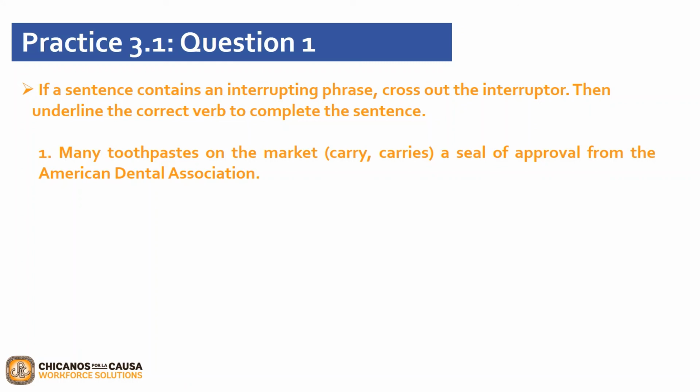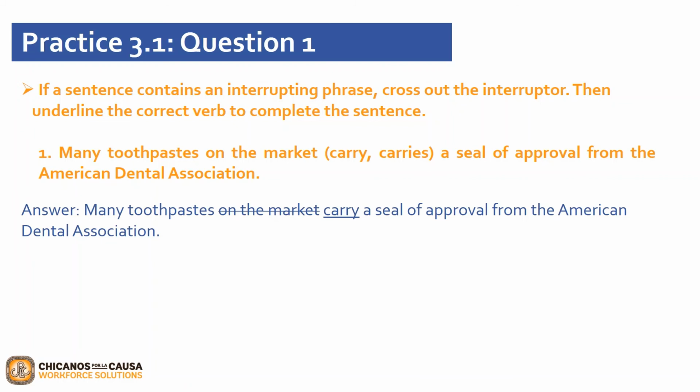Please underline it. If the sentence contains an interrupting phrase, cross out the interrupter. The correct verb to complete this sentence would be carry. And you would cross out the interrupter, the words on the market. And the sentence would be rewritten as, many toothpastes carry a seal of approval from the American Dental Association.